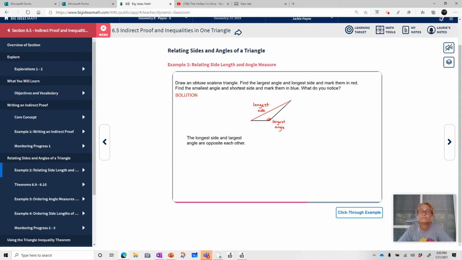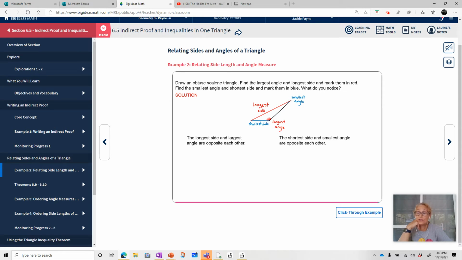In this drawing, the smallest angle is located at the top vertex, and the shortest side is the side at the bottom of the triangle, which is the side opposite the smallest angle. The shortest side and smallest angle are opposite each other.